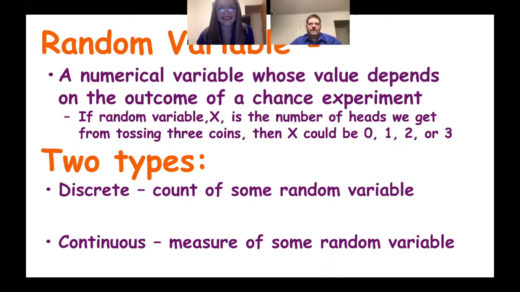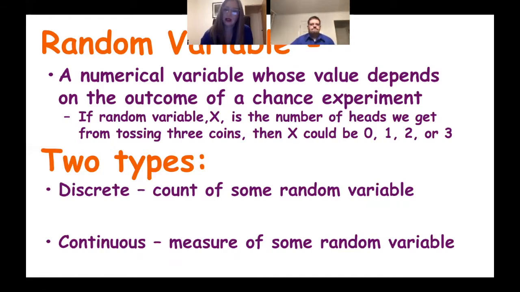If the random variable x is the number of heads we get from tossing 3 coins, we're going to take a quarter and flip it 3 times and count how many heads we get. The end result could be 0, 1, 2, or 3. We couldn't get anything besides those 4 possible outcomes. I'm not going to get 1.5 heads, and I'm not going to get 13 heads if I only flip the coin 3 times.